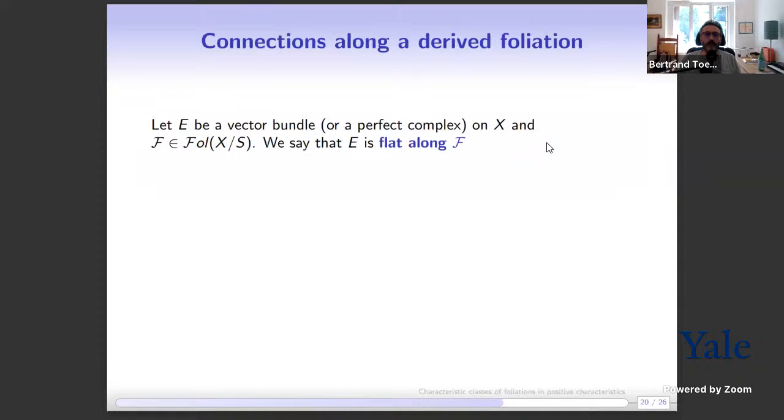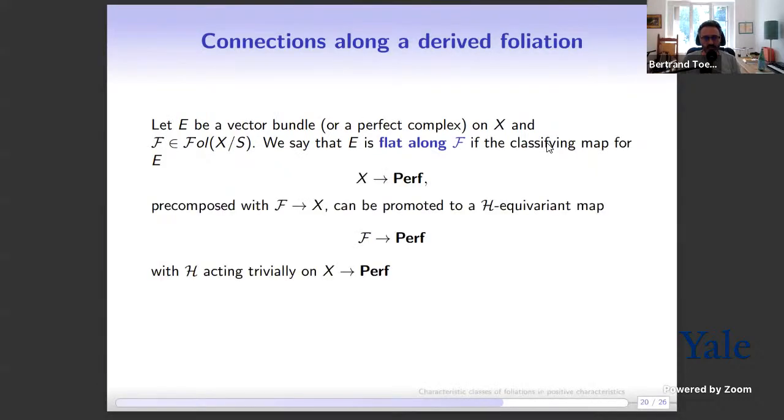So you can define what it means for a vector bundle or a perfect complex to be flat along F. One way to define this is the following. Your perfect complex is a map from X to the stack of perfect complexes, or if it is a vector bundle, it's a map from X to BGL_N. And you want to say that you precompose with the map from F to X. So F sits over the groupoid loop space, which goes to X by evaluating at the base point. So you have a map from F to X, which gives you a map from F to Perf, and you want this map to be promoted to an H-equivariant map.